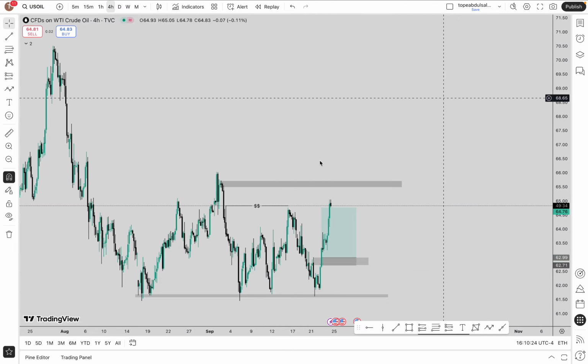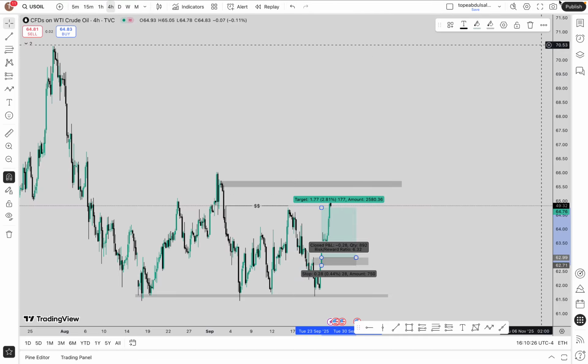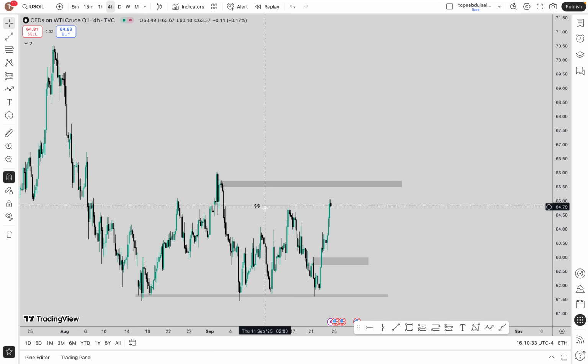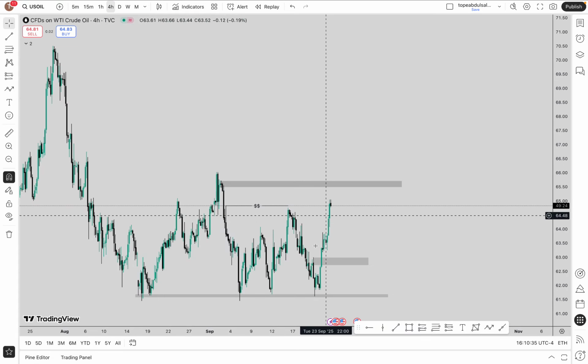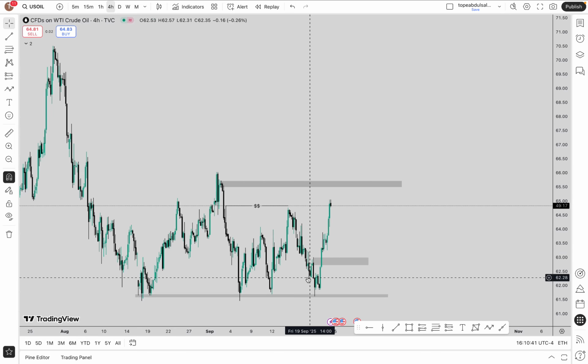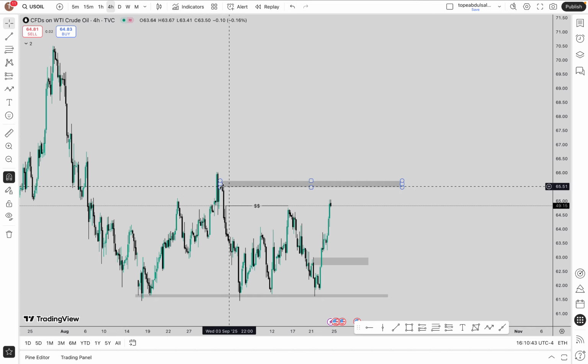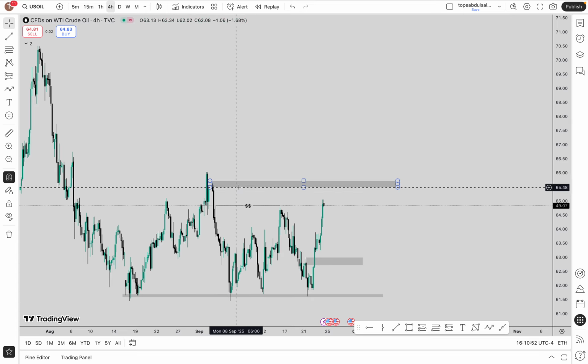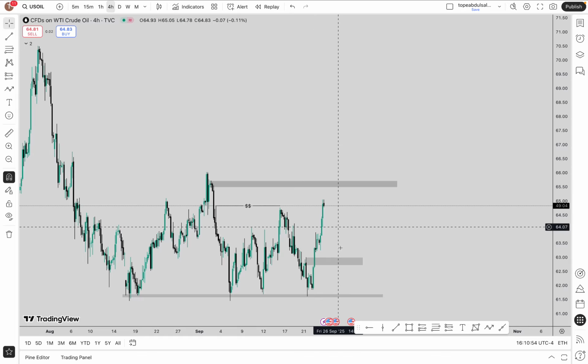So the next thing I'm seeing on the US oil is that we took liquidity, we took this right here. So this whole movement is due for a retracement, and what I like to see is I like to see price come and react off of this 4 hour demand right here. I like to see price come and react off of this 4 hour order block here and push price down.